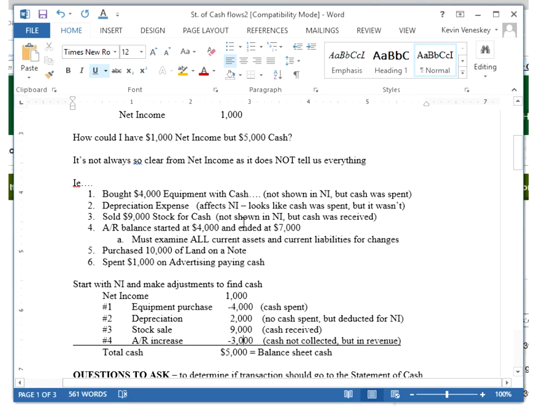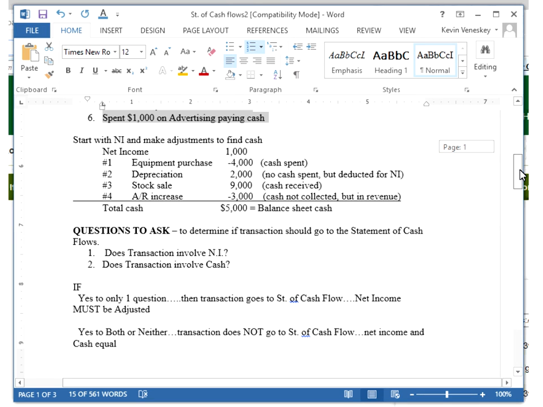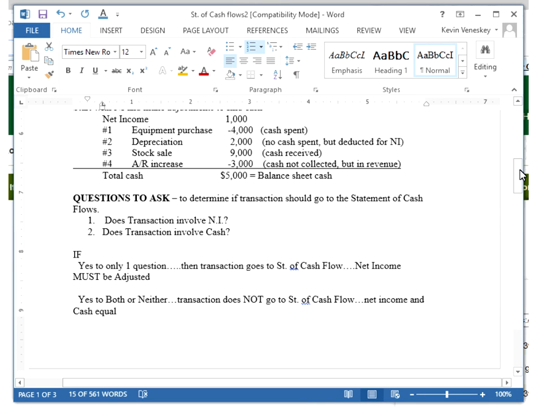So now an easy way to determine if something should go on the statement of cash flows like the first 4 did, or if something should not go on there like the last 2, there are 2 questions that you're going to need to ask yourself. And you should have these questions written down before coming to class, because we're going to go through this pretty quickly in class to start in on some exercises.